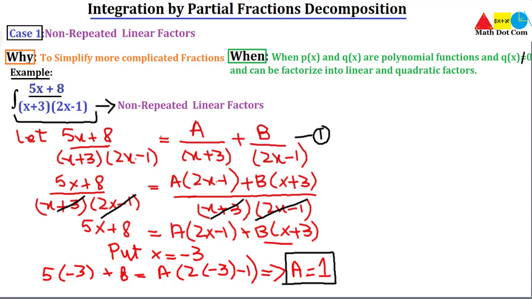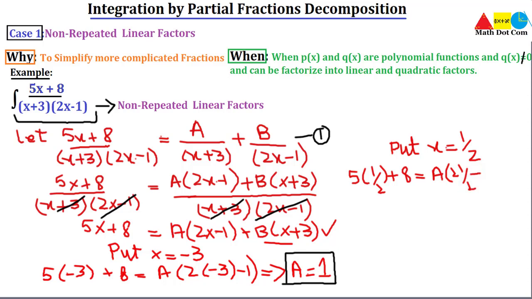Now let's solve for b. For solving b, we must make a 0. So a can be 0 if we put the value of x as 1 by 2. Then the term of a will be 0. So I'll put x equals 1 by 2 in this equation. So 5 into 1 by 2 plus 8 equals a into 2 into 1 by 2 minus 1, it will be cancelled out, plus b into 1 by 2 plus 3. So when we solve all this, we will get b equals 3.